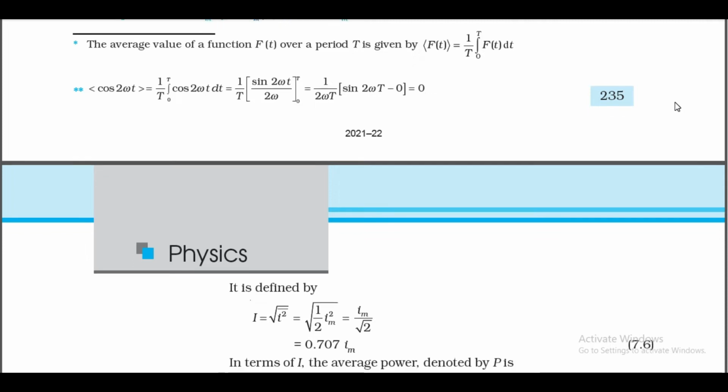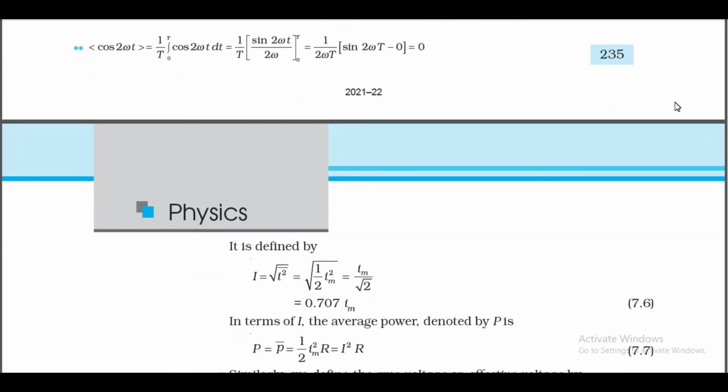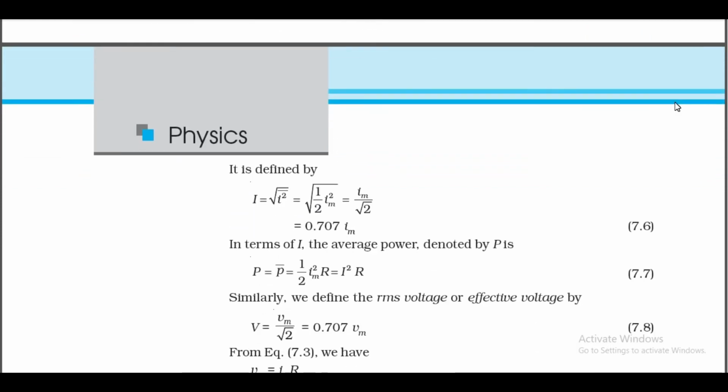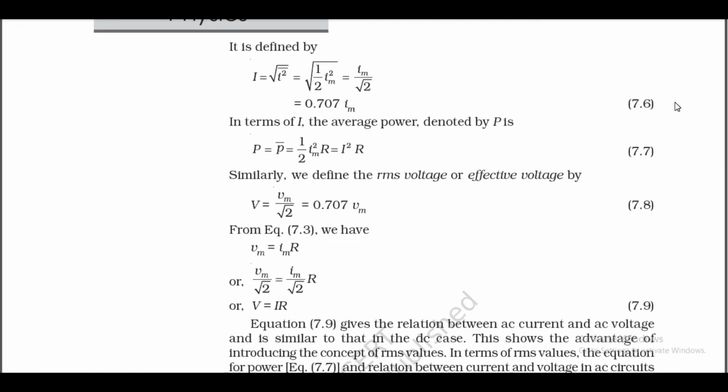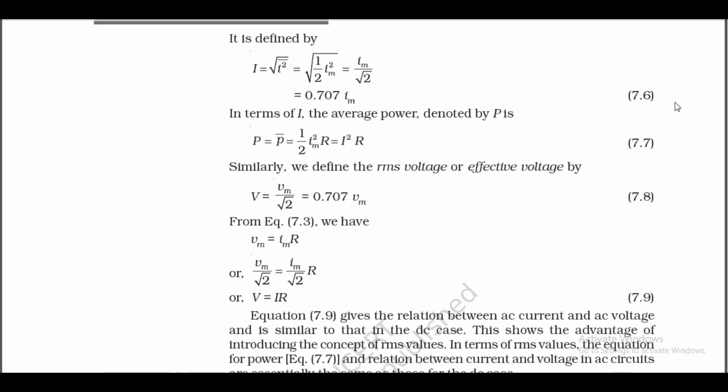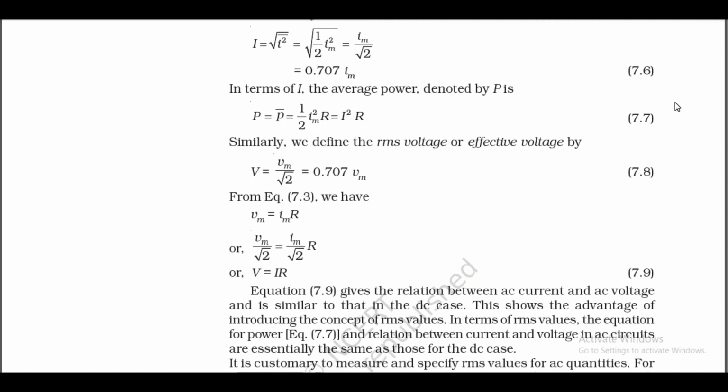<cos 2 omega t> is equal to 1 by T integral from 0 to T of cos 2 omega t d theta is equal to 1 by T times sin 2 omega t by 2 omega, which is equal to 1 by 2 omega T times sin 2 omega t minus 0, which is equal to 0. It is defined by I is equal to root over I squared average, is equal to root over 1 by 2 I_m squared, is equal to I_m divided by root 2, is equal to 0.707 I_m.